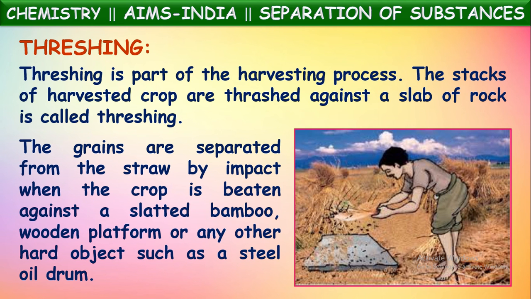The grains are separated from the straw by impact when the crop is beaten against a slatted bamboo or wooden platform or any other hard object such as a steel drum. Okay, any one of these will be taken and the straw is beaten against it, then the grain will be separated from it. This process is called threshing. Okay.